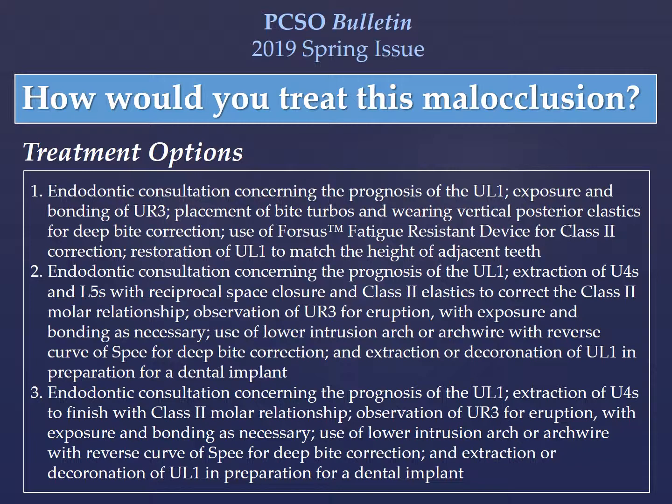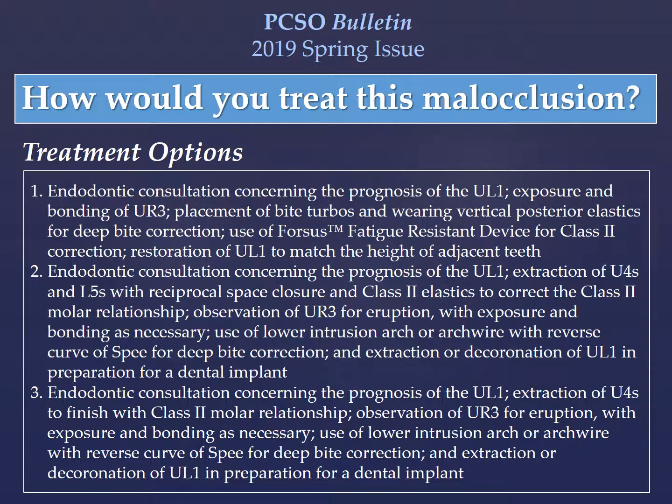The treatment options were as follows. The first option included endodontic consultation concerning the prognosis of the upper left 1, exposure and bonding of the upper right 3, placement of bite turbos and vertical posterior elastics for deep bite correction, use of forces for class 2 correction, and restoration of the upper left 1 to match the height of the adjacent teeth.